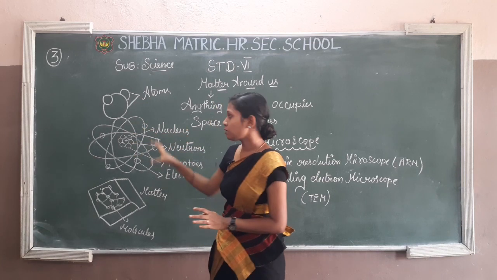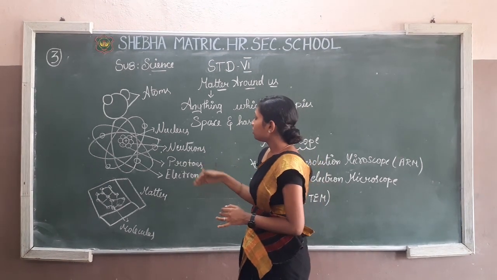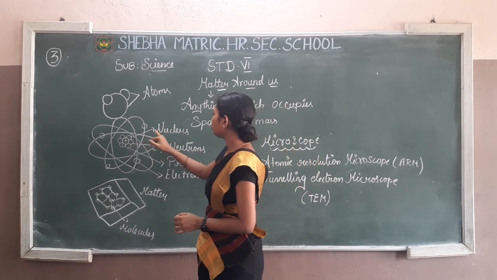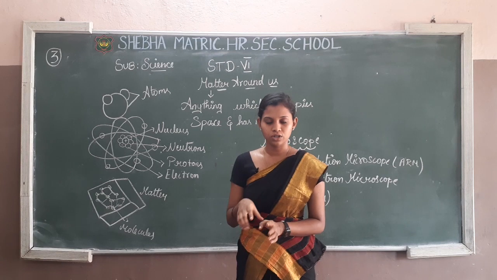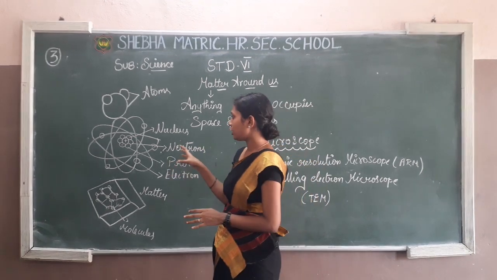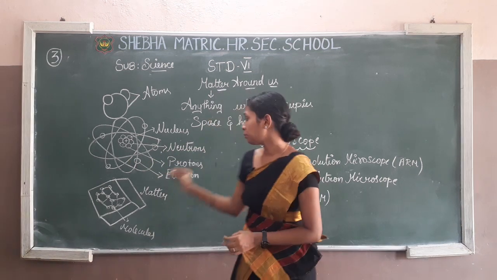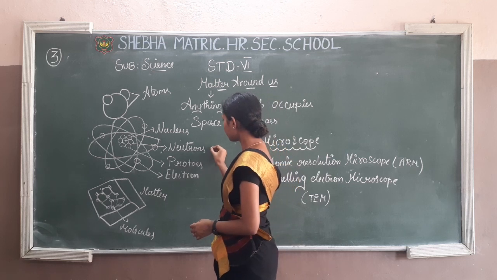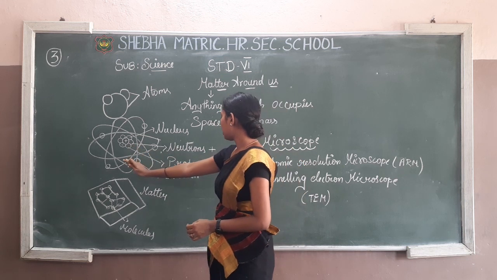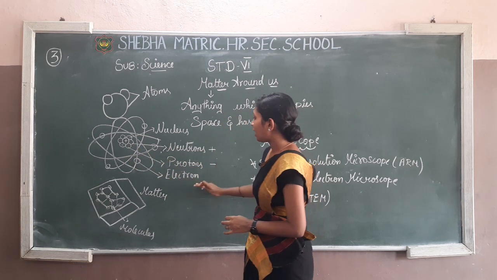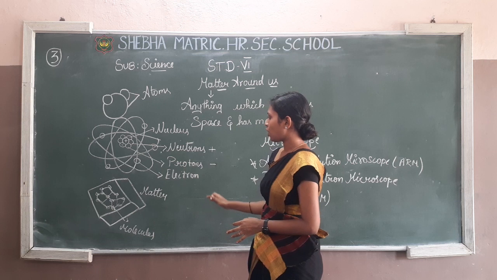Now see the atom structure. An atom is itself a very tiny particle, and in it there are many parts. First there is the nucleus. In our biology class we always study the cell structure, and in a cell there is a nucleus. In an atom also there is a nucleus, with neutrons and protons. What are neutrons and protons? Neutron means positive and proton means negative. Positive and negative electrons are there in the atom. These are the structures of an atom.